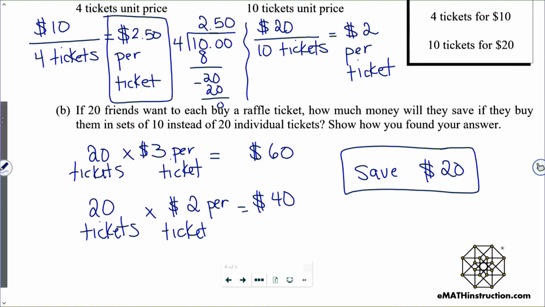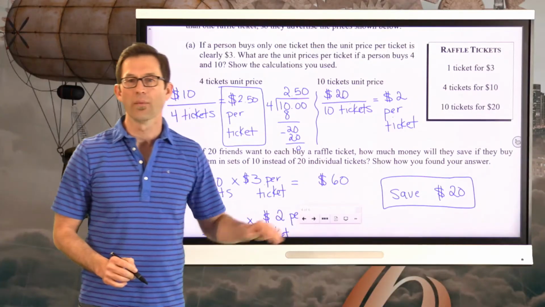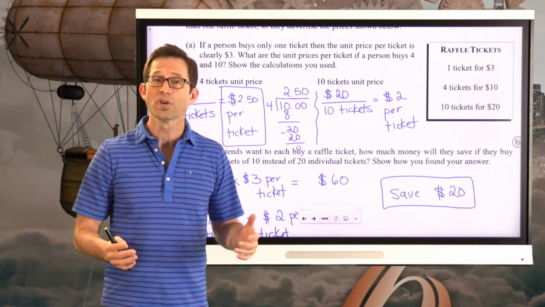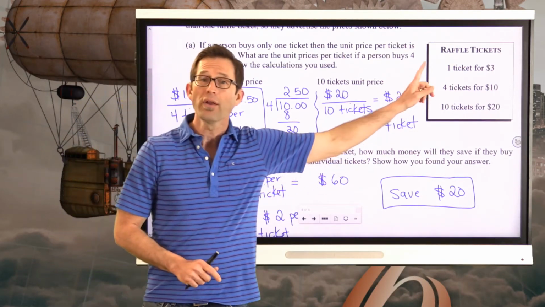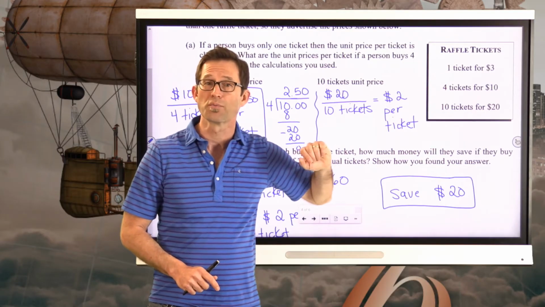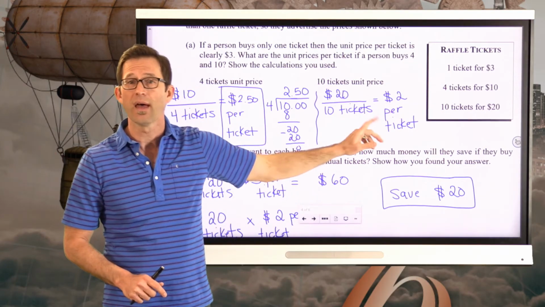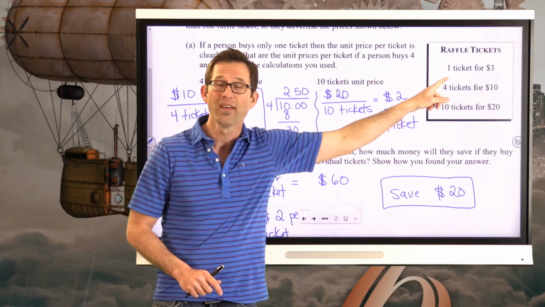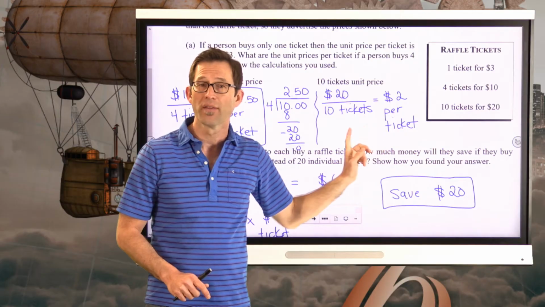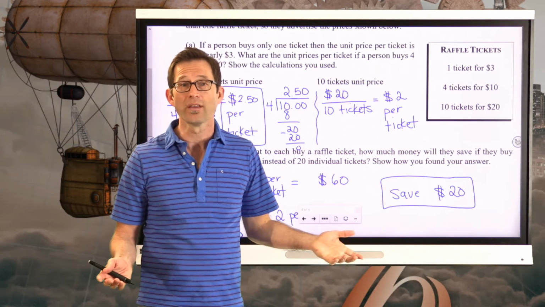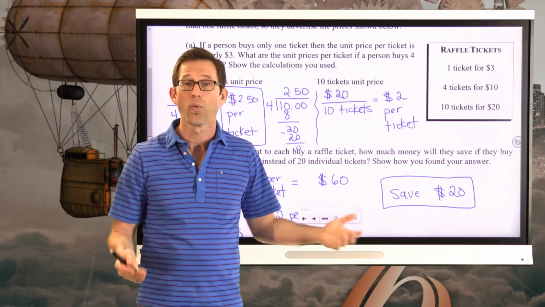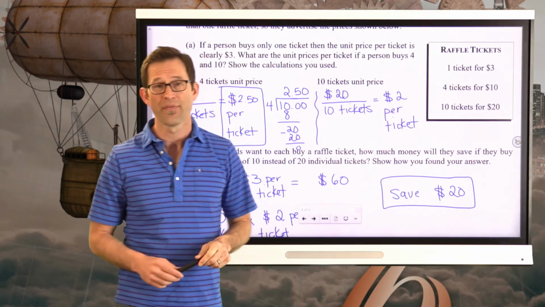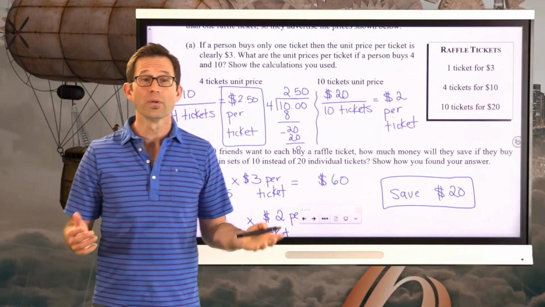Now, it should be pretty obvious that we would save $20. In fact, we probably could have even skipped both of these calculations just by knowing that if you buy your tickets individually, they cost $3 per ticket. If you buy them in groups of 10, they cost $2 per ticket, so they cost $1 more per ticket if you buy them individually than if you buy them in groups of 10. So if I buy 20 tickets, I'm going to save $20 by buying them at this rate than if I buy them at that rate.